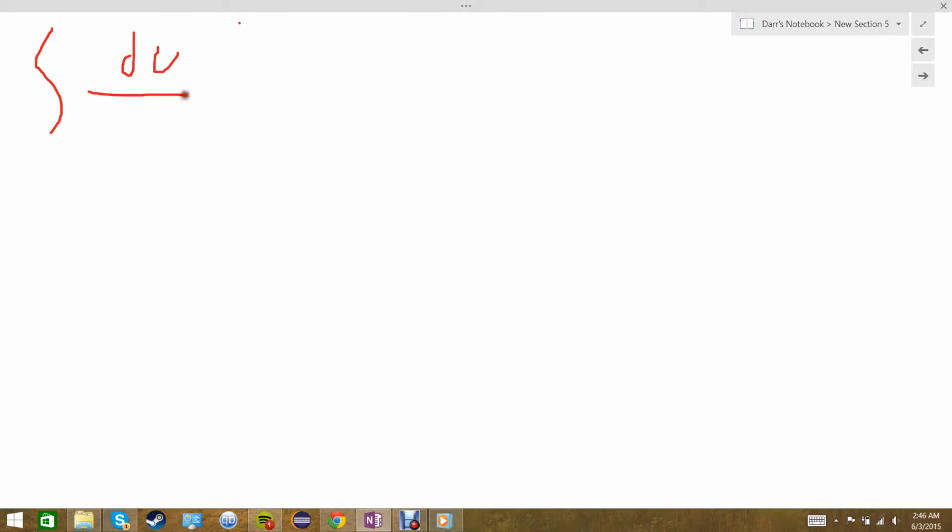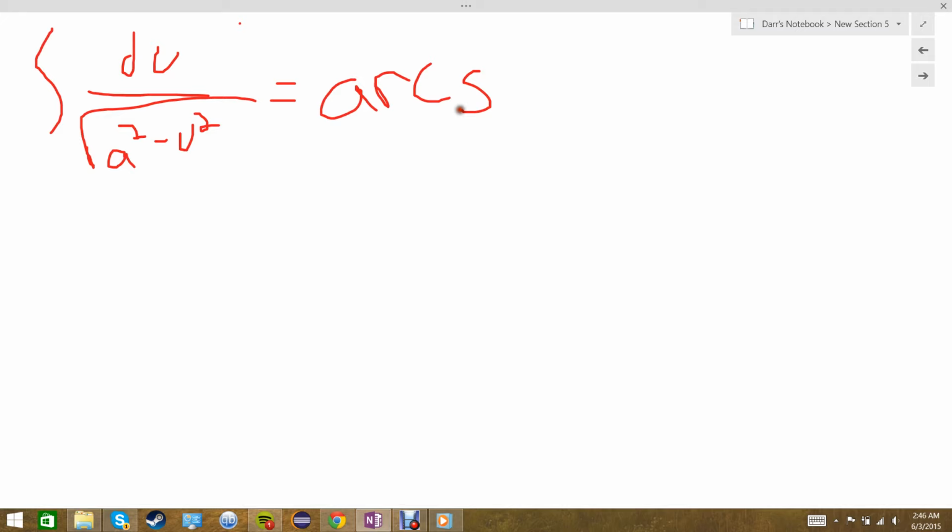So the first version is when the integral looks like this. Integral of du over radical a squared minus u squared. This will always equal arc sine u over a plus c. Okay? So that's the first one.